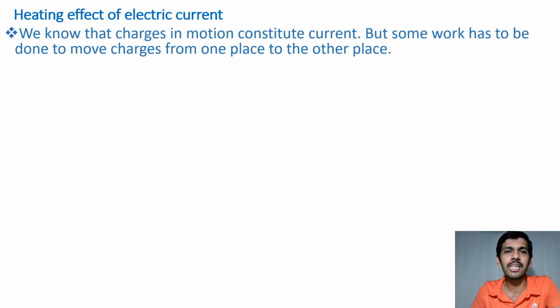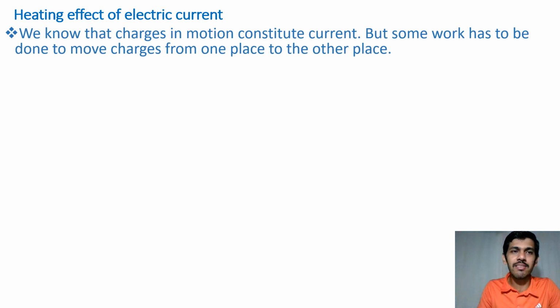So we know that charges in motion constitute a current, which we have already discussed. That is, charges which are moving continuously constitute a current in the circuit. If the charges are at rest, then there is no current at all. But some work has to be done to move charges from one place to the other.